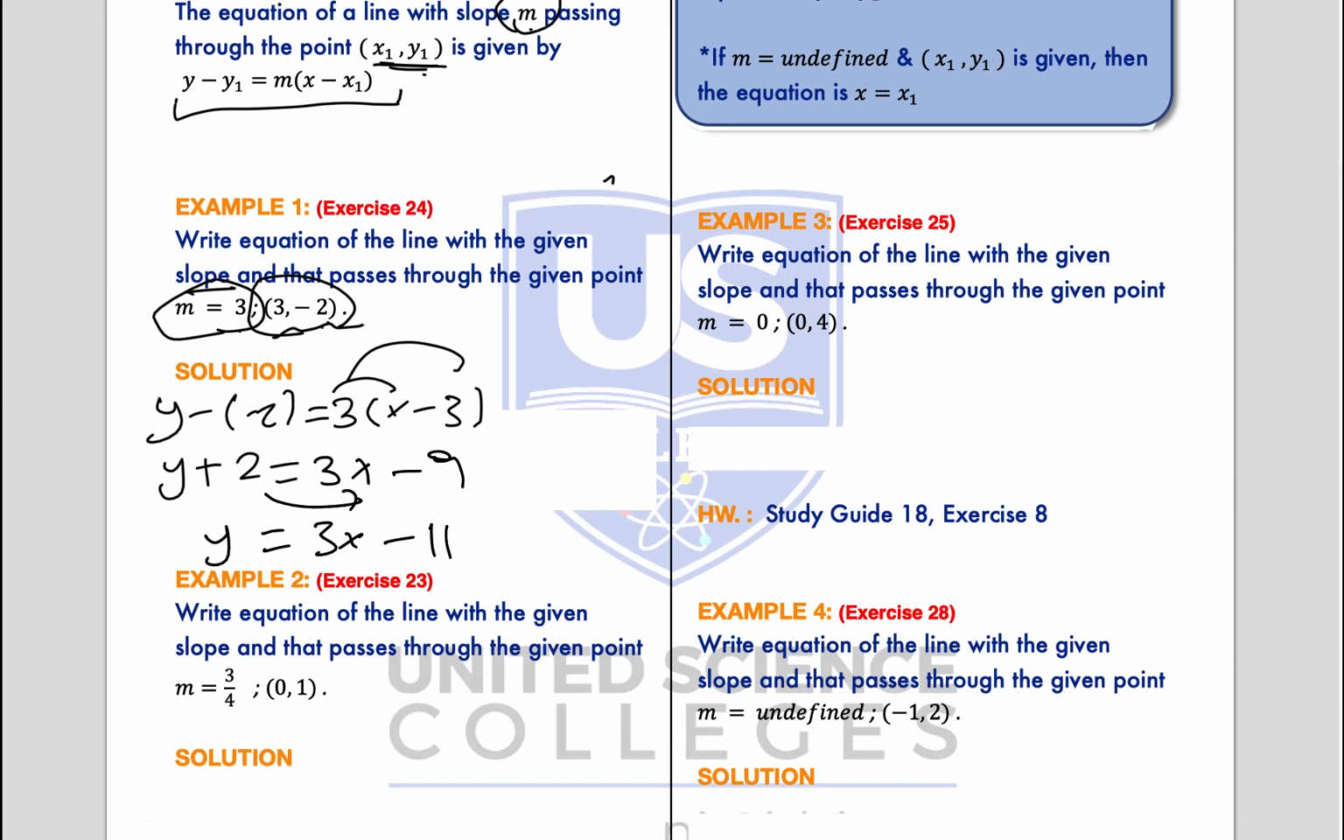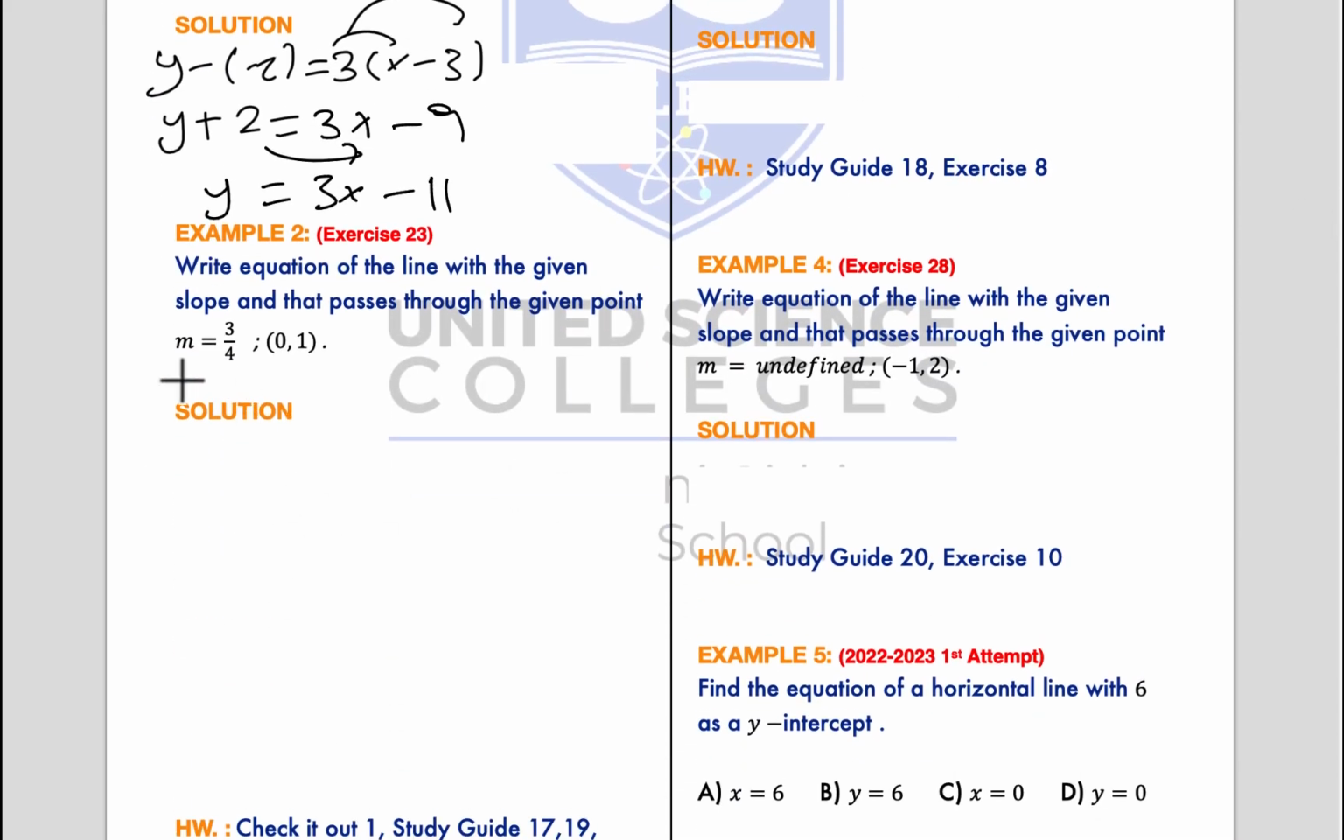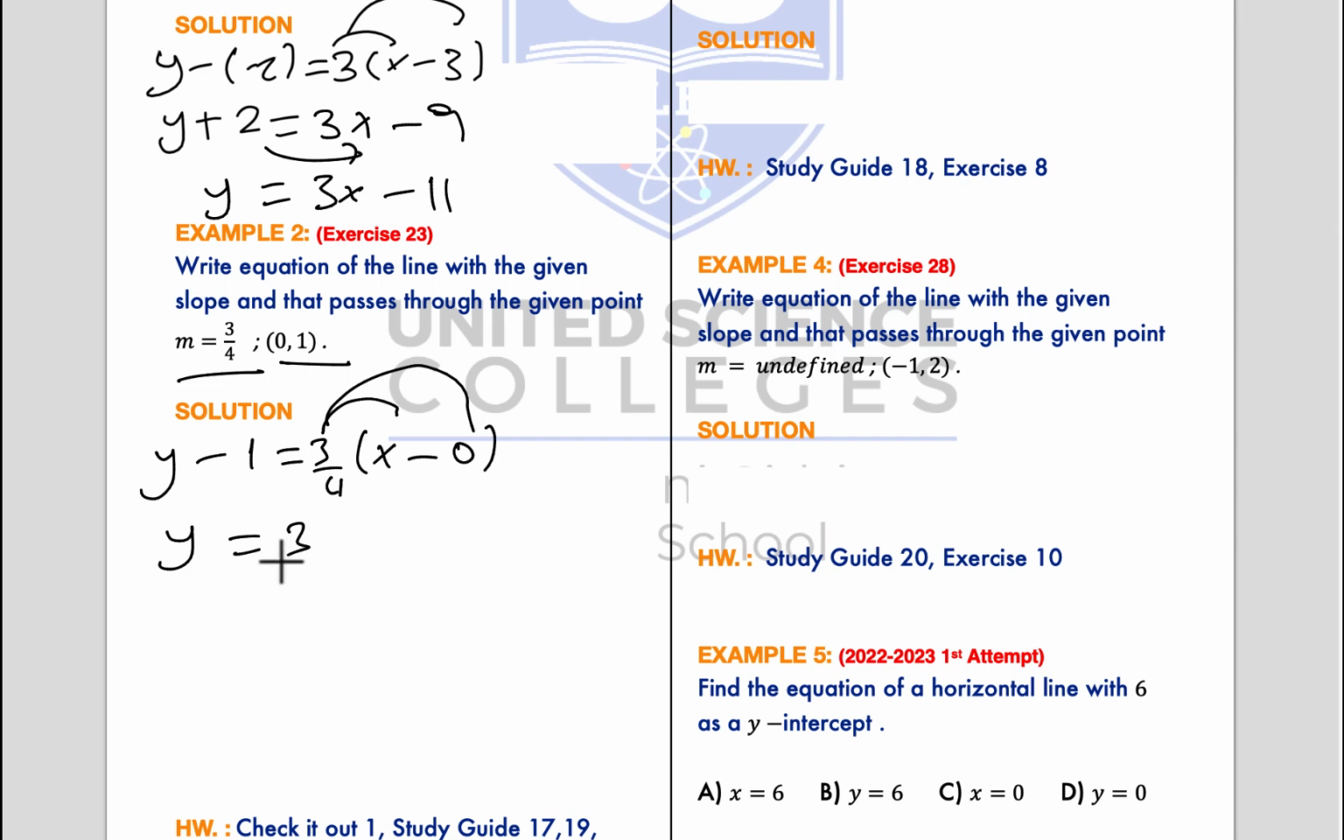Another equation. Slope given, point given, so the same form will be useful here. y minus y1, which is 1, equals m, 3 over 4, times x minus x1, which is 0. So y equals 3 over 4 will be distributed to the bracket. 3 over 4 x. 3 over 4 times 0 is 0, so I am not writing 0 here. And bring negative 1 to the other side. So plus 1 is the equation written in simplest form.